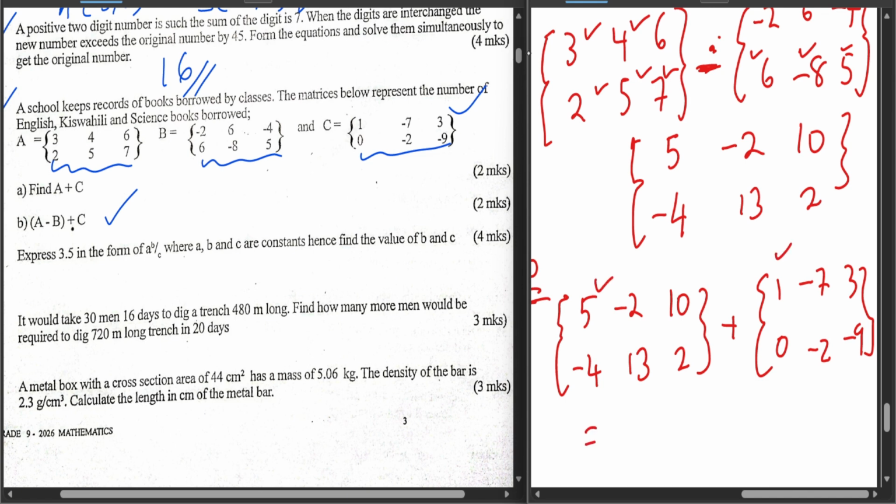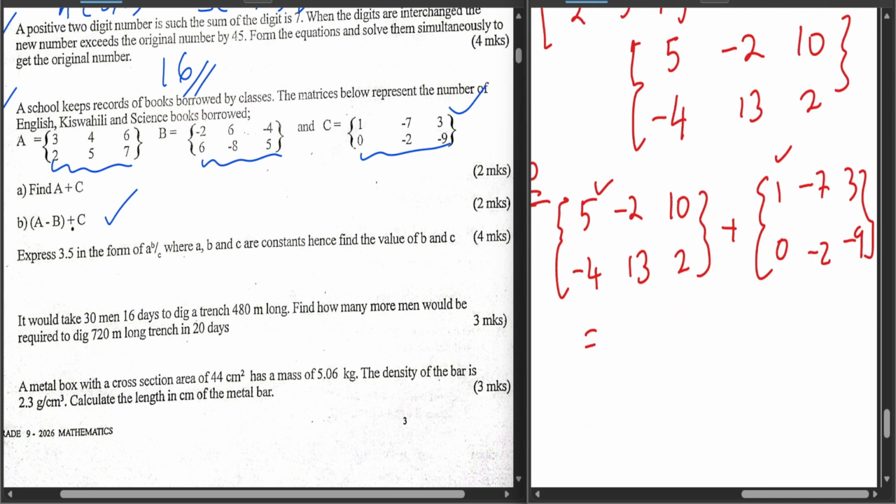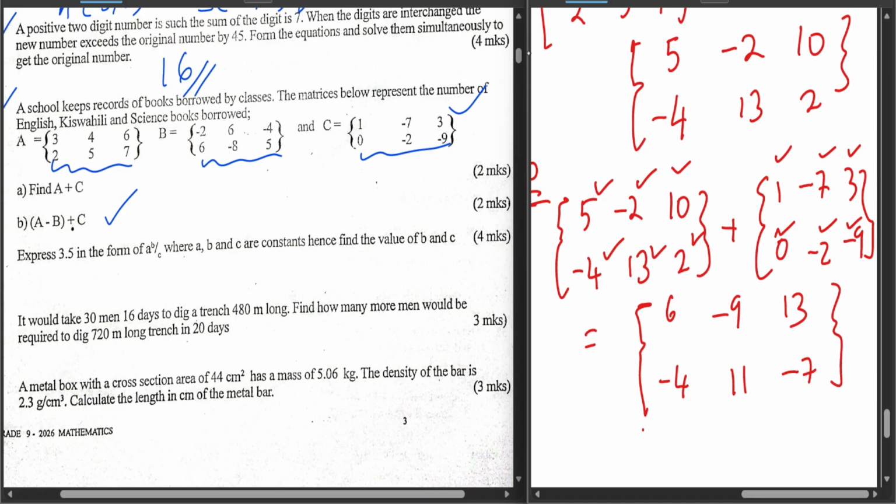5 plus 1 is 6. Negative 2 plus negative 7 is negative 9. 10 plus 3 is 13. Negative 4 plus 0 is negative 4. 13 plus negative 2 is supposed to give you 11. And 2 plus negative 9 is negative 7. And that is the answer to this question that we have here.